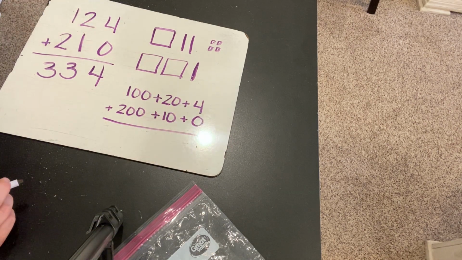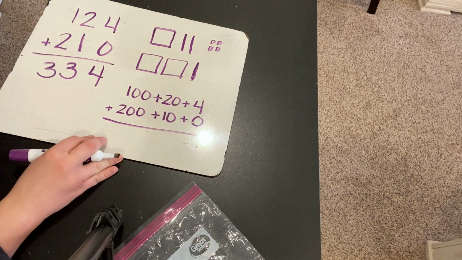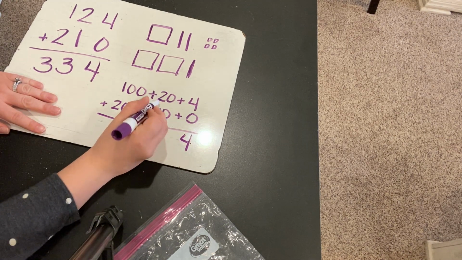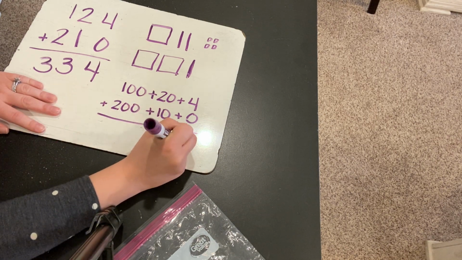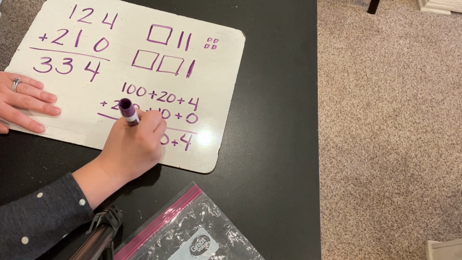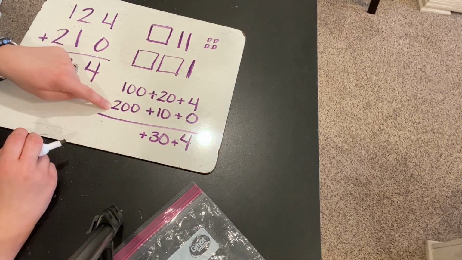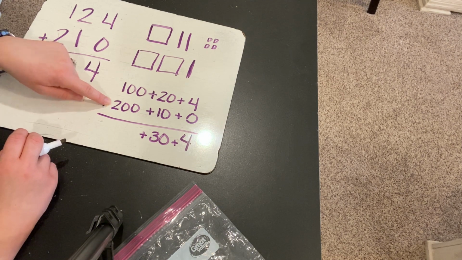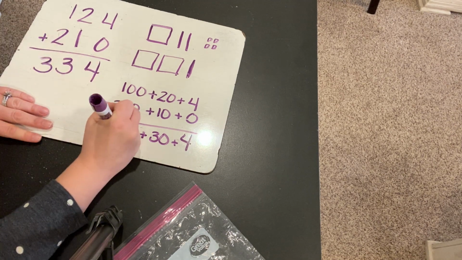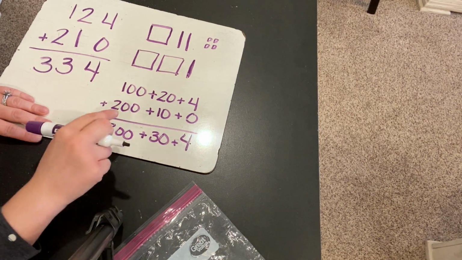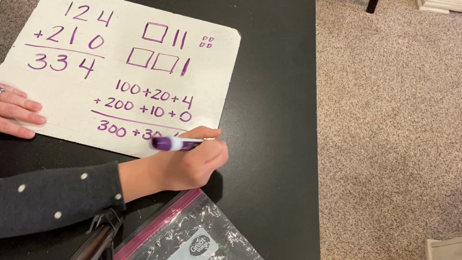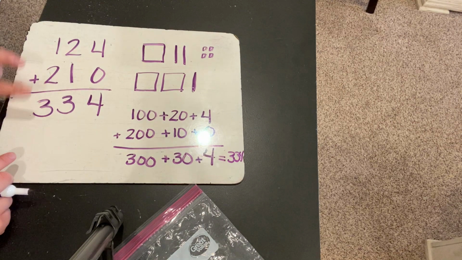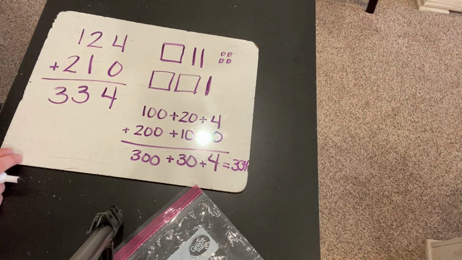Okay, and we're going to add these together now. So we do 4 plus 0 is 4. 20 plus 10 is 30. And we bring down these plus signs. We still want those. And 100 plus 200. What is 100 plus 200? Or 200 plus 100? 300, right? And then we add them together. 300 plus 30 plus 4 equals 334. Uh-oh, I ran out of room. But we got the same answer as we did with base 10 blocks. So whichever strategy is easier for you to use when solving these 3-digit addition problems, go for it.